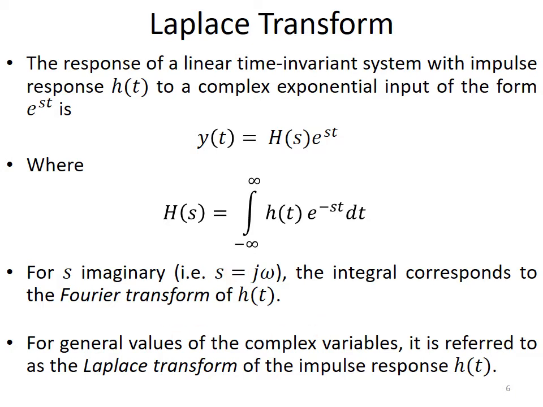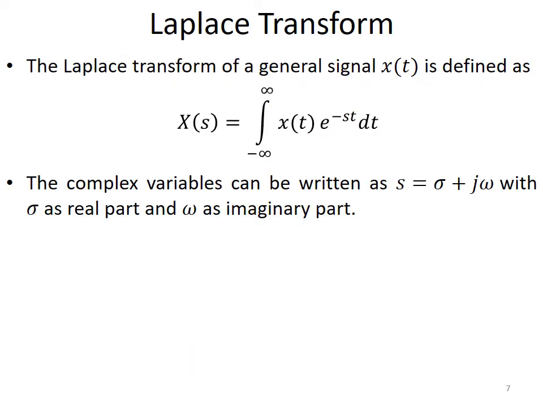And for any other value, s equal to sigma plus j omega, this is a Laplace transform. So in general, the Laplace transform of a general signal, for example x of t, is defined as X of s equal to integral of x of t e power minus st dt. The complex variable can be written as s equal to sigma plus j omega, with sigma as the real part and omega as the imaginary part.